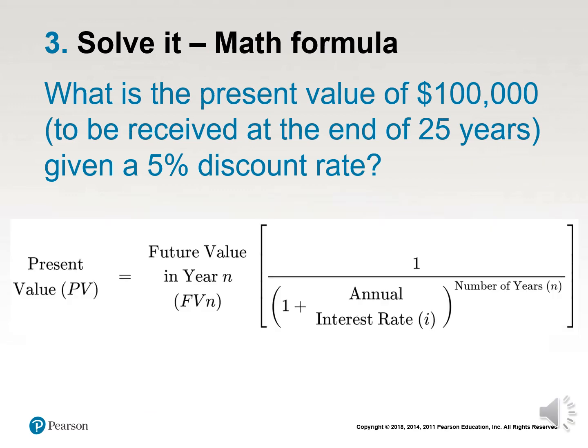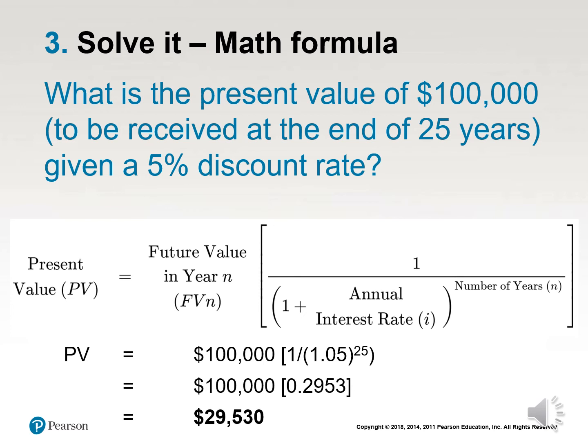The second way we are going to solve for the answer today is by using the mathematical equation. To calculate the present value, we take the future value and multiply it times 1 divided by 1 plus the annual interest rate to the power of the number of years. You can see when we do this calculation that our answer comes out the same as it did with the multiplier used in the present value future value table, $29,530.